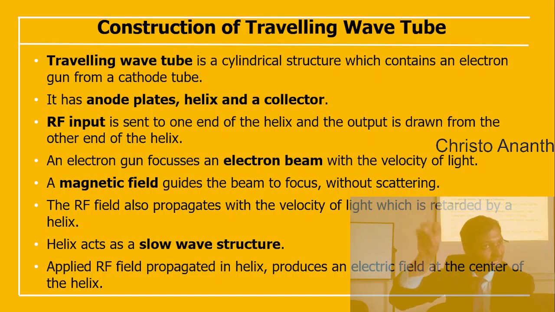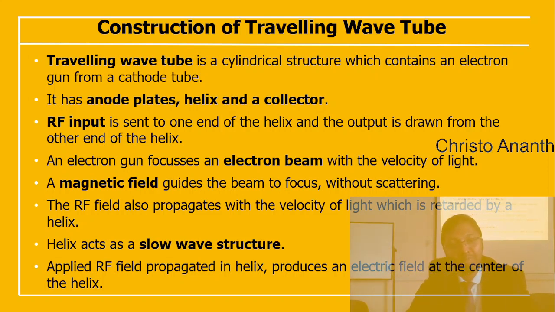It contains an electron gun, which produces the electron beam from the cathode, then anode plates, the helix, which is a curved structure, and then the collector. The RF input is sent from one end of the helix and the output is drawn from the other end of the helix. The electron gun focuses the electron beam with the speed of light. The magnetic field guides the beam to focus without scattering. The RF field also propagates with the velocity of light, which is retarded by the helix. So the helix is a very slow wave structure.